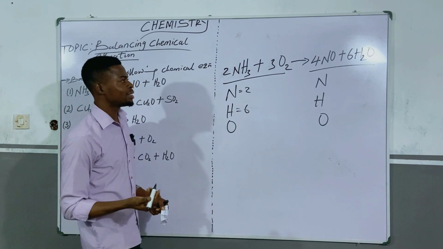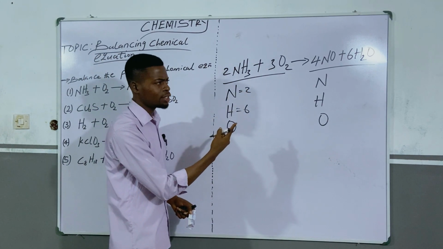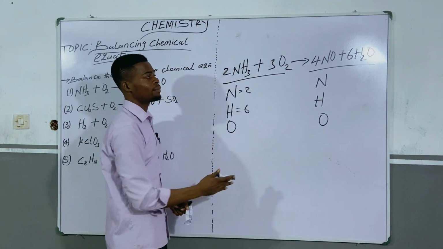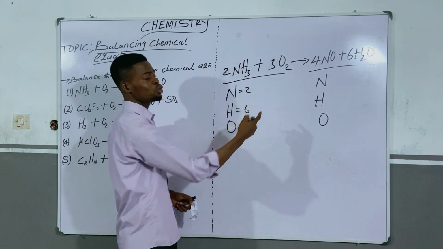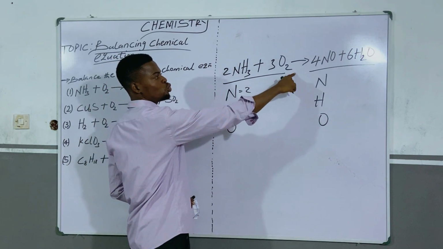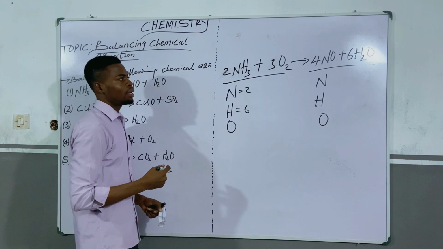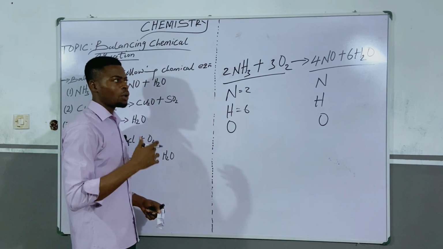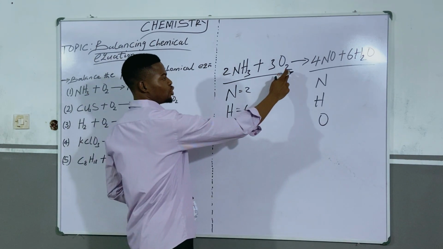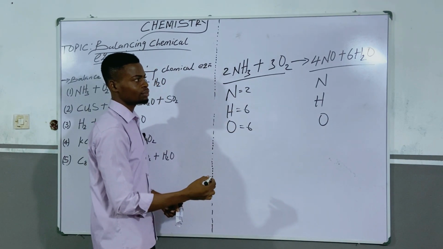Then coming to oxygen, here we have 3 as the coefficient, that is the number in front of oxygen. Then we have 2 as the subscript. So you multiply the subscript, that is 2, by the coefficient to get the total number of atoms of the element. So we have 2 times 3, which is 6. So we have 6.